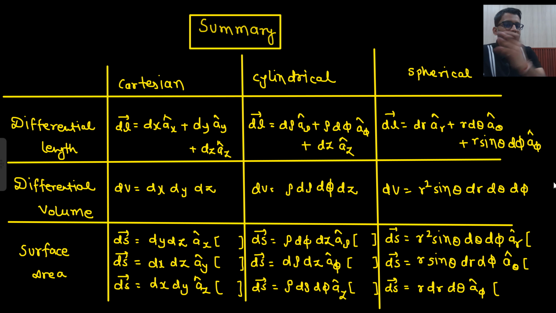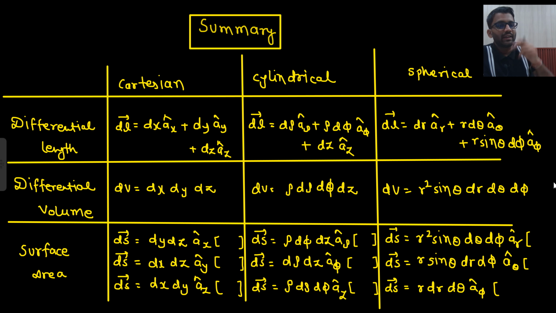So this is what we studied in Cartesian, cylindrical and spherical coordinate system. What was our differential length? dx, dy, dz in ax, ay, az direction. For cylindrical it was d rho, rho d phi and dz. Okay, this is how you will remember.